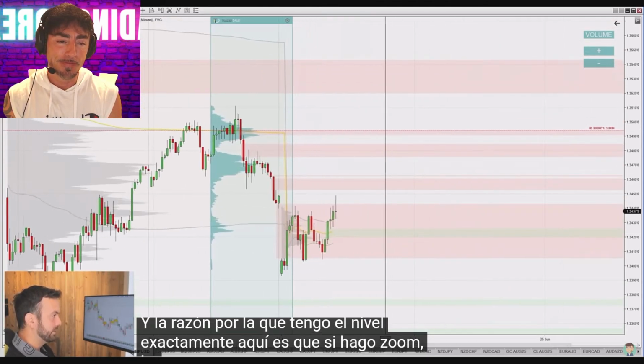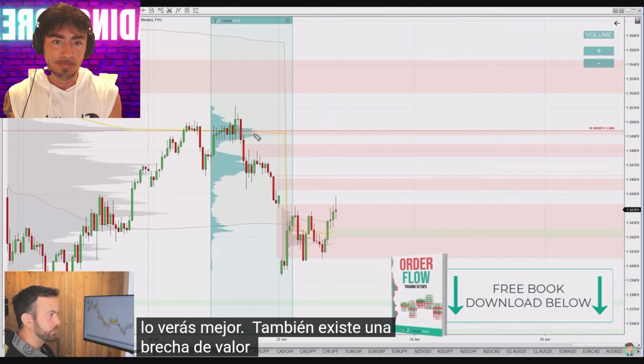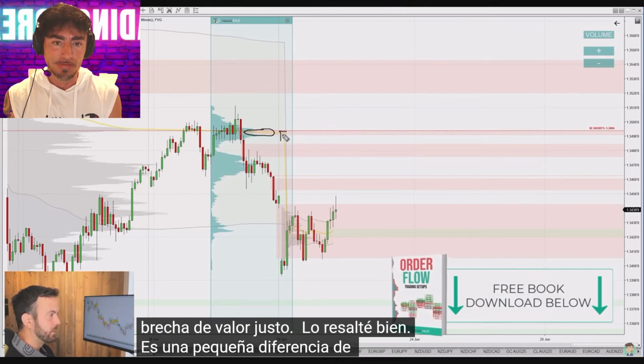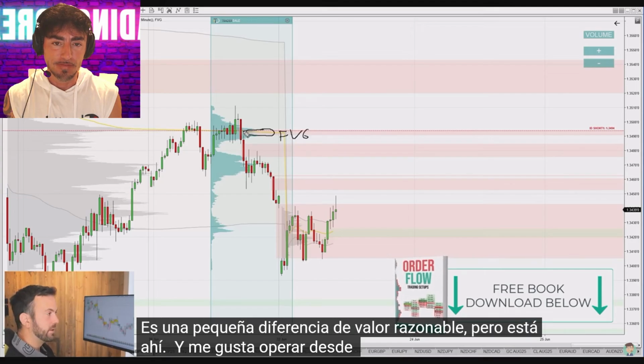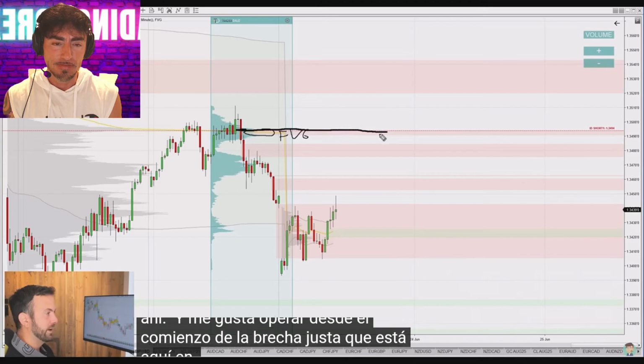The reason why I had the level exactly there is, if I zoom this in, you'll see it better. There's also a fair value gap. I highlighted it, right? Small fair value gap, but it's there. And I like to trade from the beginning of the fair value gap, which is right here at that level.